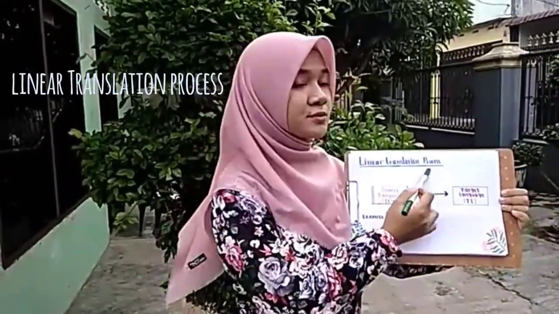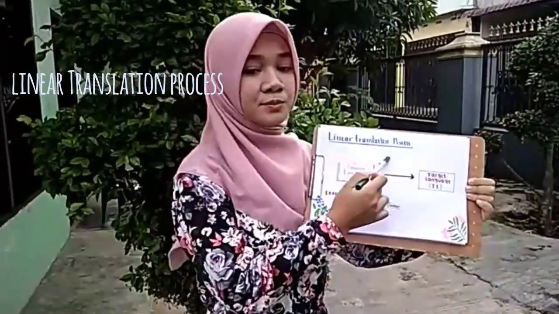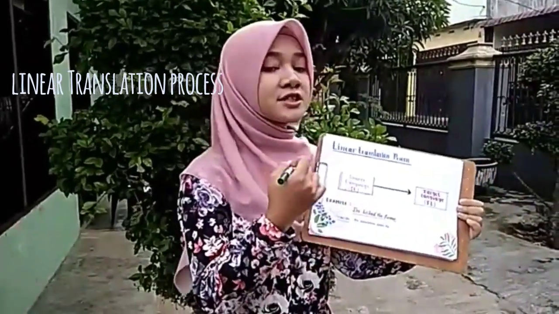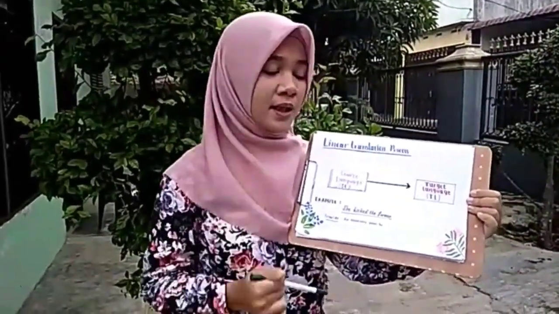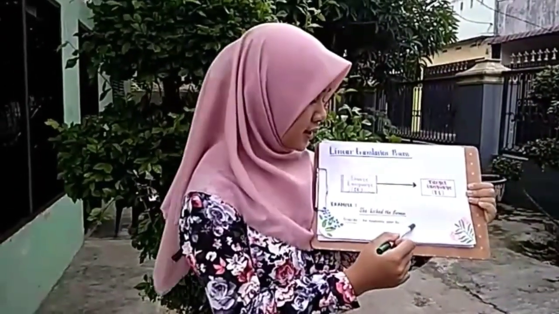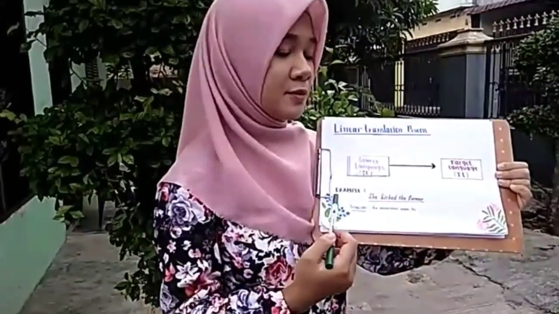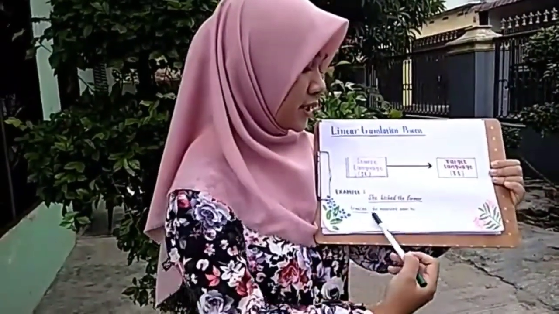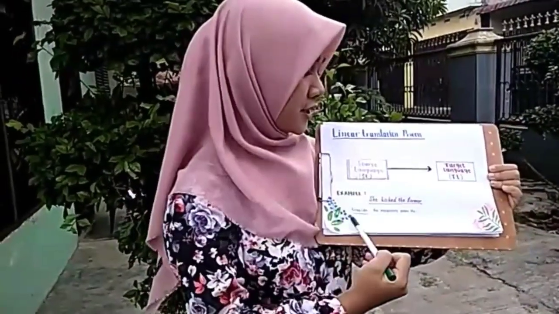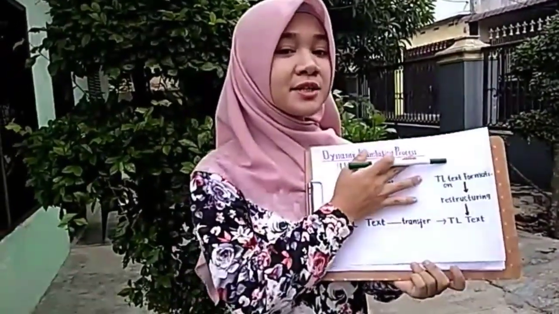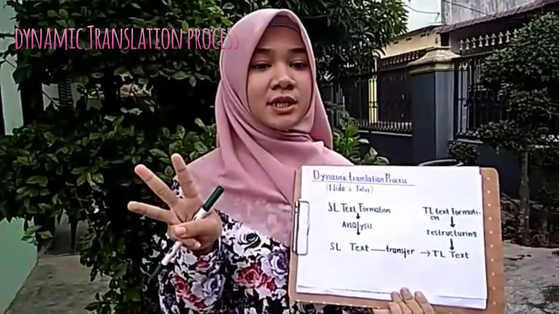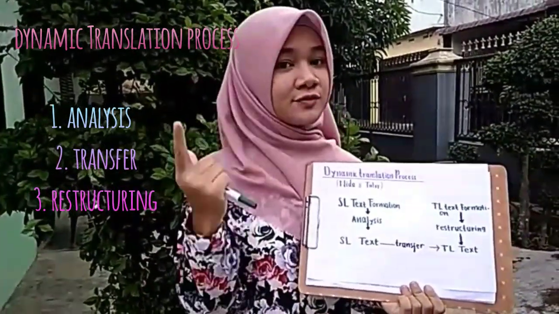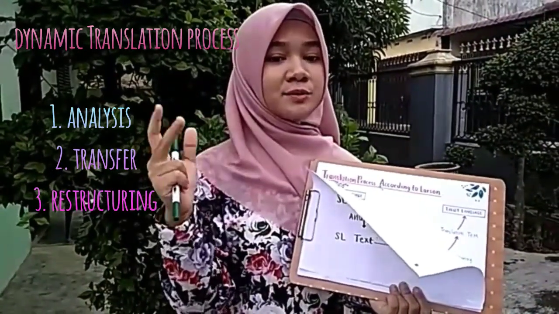Okay, the first translation process is linear translation process. What is linear translation process? Linear translation process is translation that takes place directly and in one direction. The example, she kicked the farmer. Automatically, you translate, and the meaning from "she kicked the farmer" is "dia menendang petani itu." It is a linear translation process. Second is dynamic translation process. Dynamic translation process, according to Nida and Taber, has three stages. The first is analysis stage, the second is transfer stage, and the last is restructuring stage.